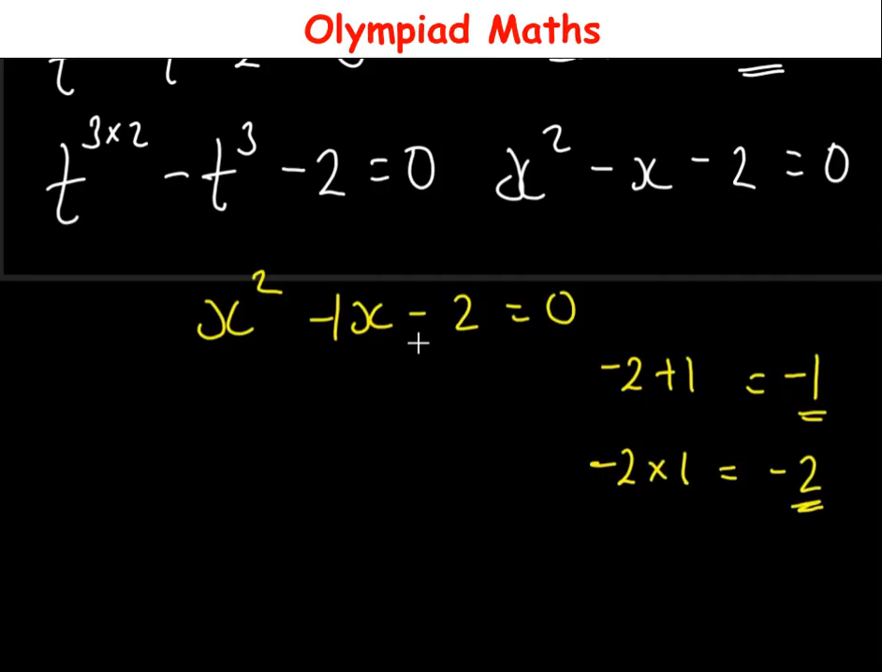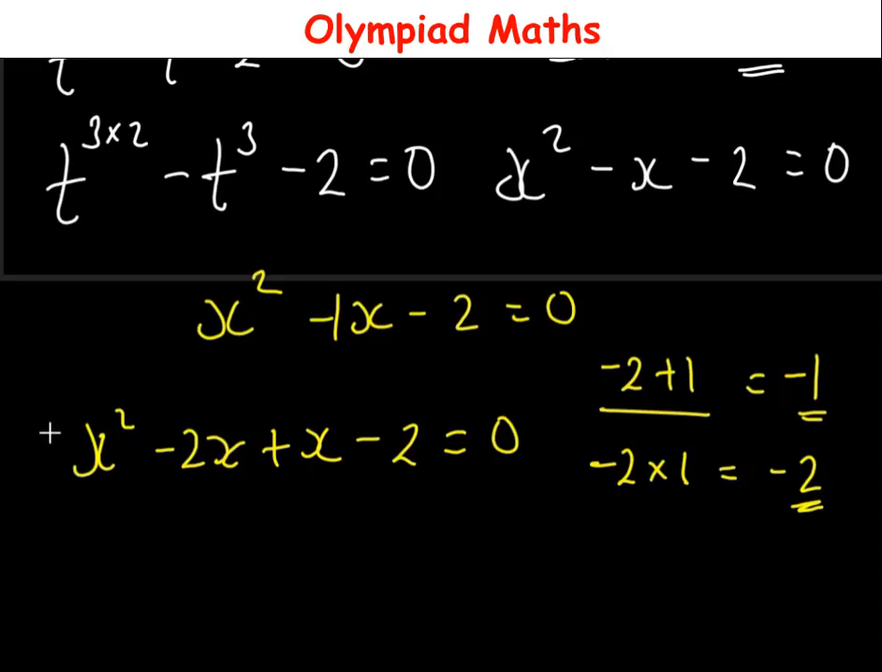So in place of minus x, we can bring in minus 2x and plus 1x, such that from here, this becomes x squared, then minus 1x, you replace it with the two factors, which are minus 2, then plus 1. So it becomes minus 2x, then plus 1x, and that's the same thing as x. Then minus 2 is equal to 0. At this junction, we can then simply group this.